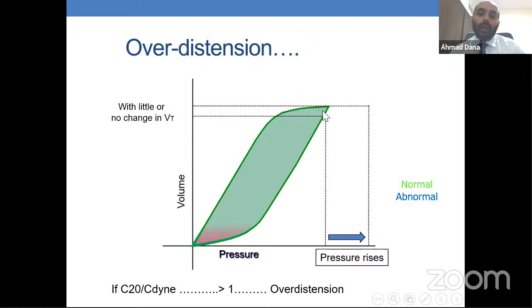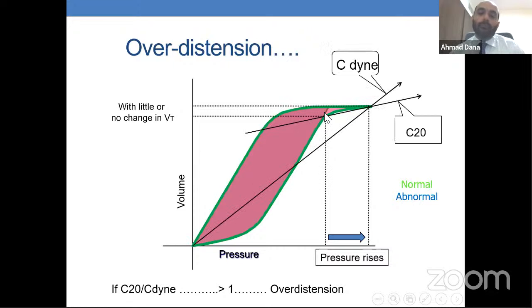How is the ventilator calculating that? From C20 over C, or compliance at 20%, divided by the compliance itself. It should actually be less than 0.8. If it is more than this, it means that there is overdistension. So this is something you get as numbers in the ventilator, in the measures.